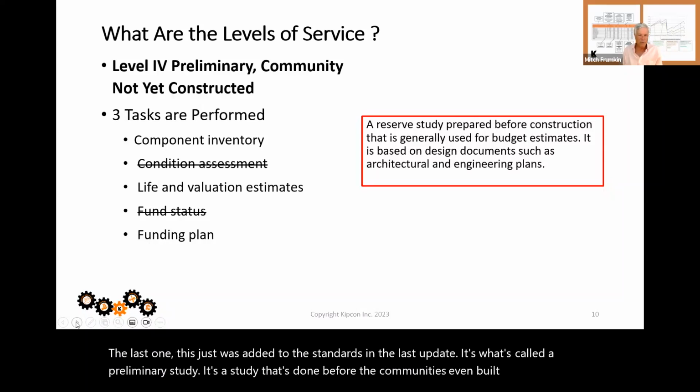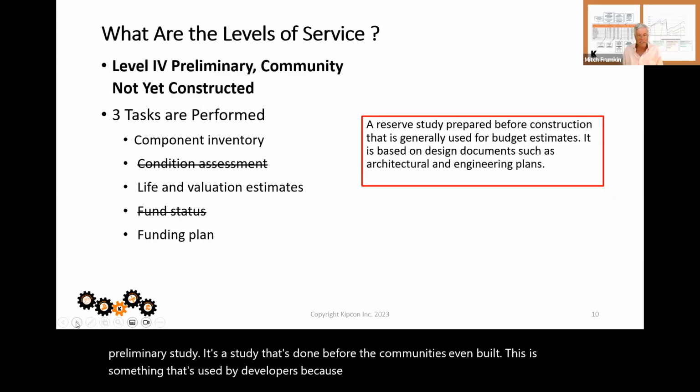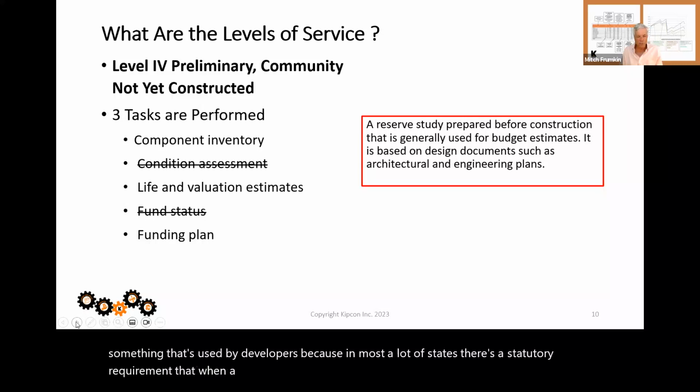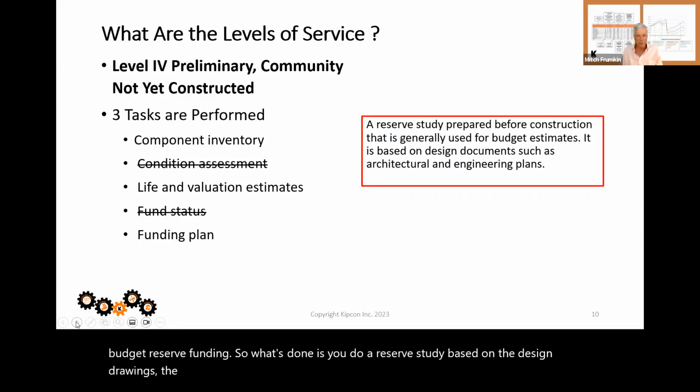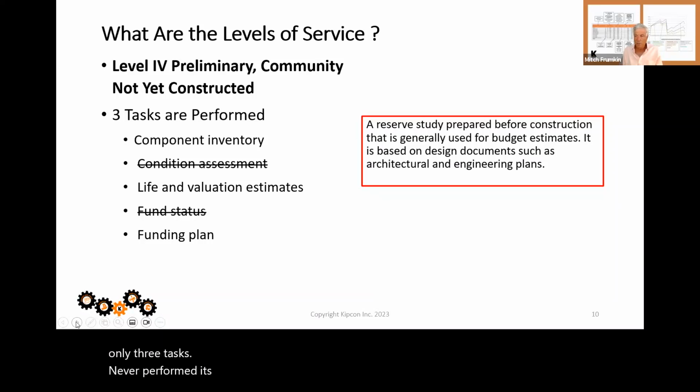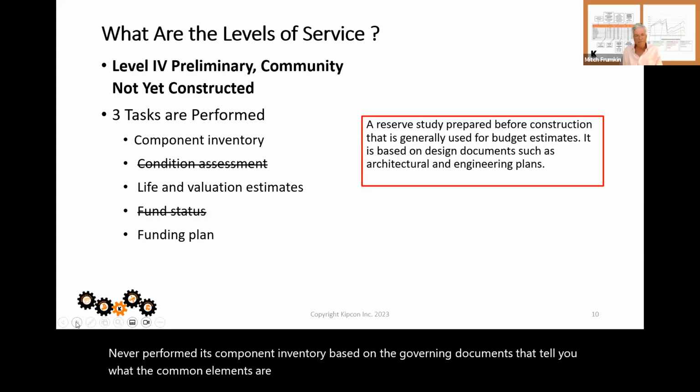This is something that's used by developers because in a lot of states, there's a statutory requirement that when a developer creates a new community, that they have to include in the budget reserve funding. So what's done is you do a reserve study based on the design drawings, the architectural and the engineering drawings, because nothing is built yet. So there's only 3 tasks that are performed. It's a component inventory based on the governing documents that tell you what the common elements are. It's a life and valuation estimate.